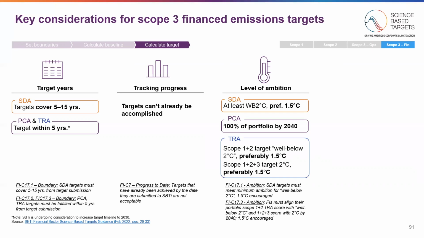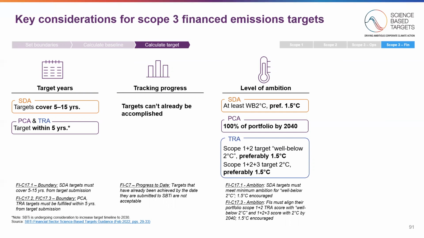For companies' levels of ambition, the majority of SDA scenarios use the IEA's well below 2 degrees scenario, with a select few having a 1.5 degrees SBTi scenario available or required, such as in aviation. For the portfolio coverage approach, the level of ambition of all financial institutions is that 100% of their portfolio has an SBT by 2040. This allows them to create change in the real economy by 2050.